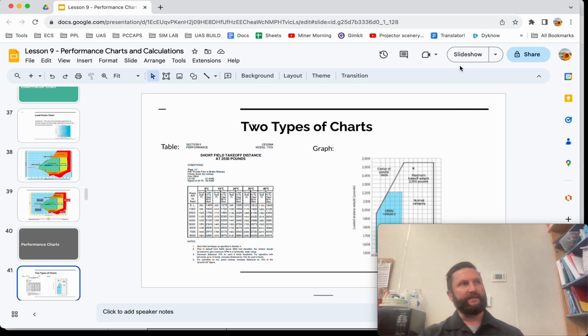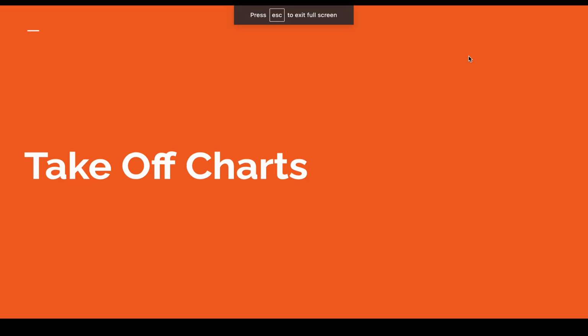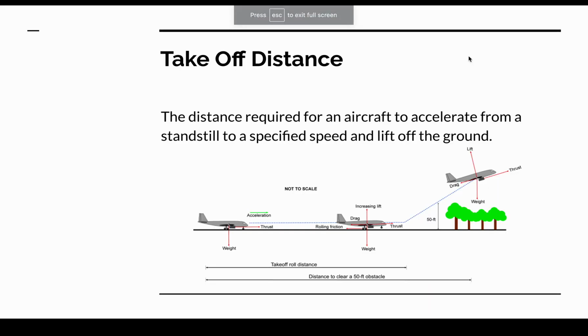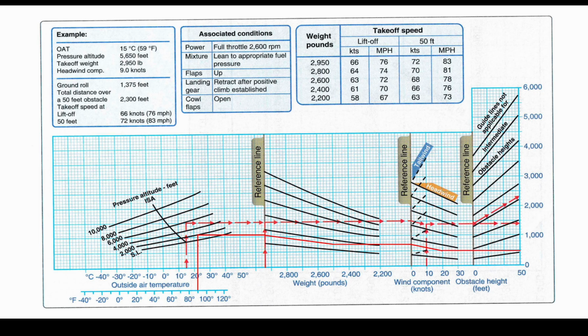We'll also use some of the examples from the actual FAA written tests so you can get a sense for how they use their charts. Takeoff distance is one thing we're going to calculate. This is the distance required for an aircraft to accelerate from a standstill to a specified speed and lift off the ground. You can also figure out what the distance is to clear a 50-foot obstacle at the end of a runway. We're going to learn to use this chart. It looks intimidating now, but once you learn how to use it, it's really not too bad.